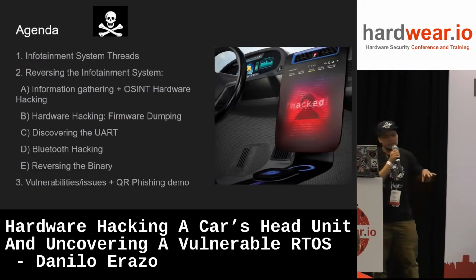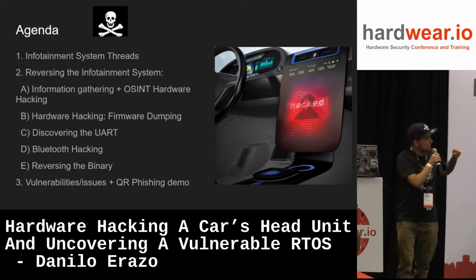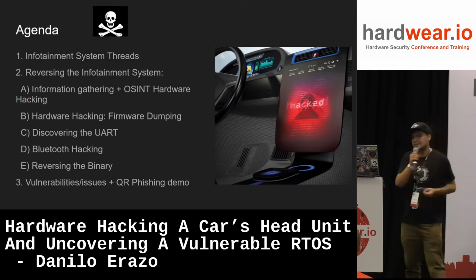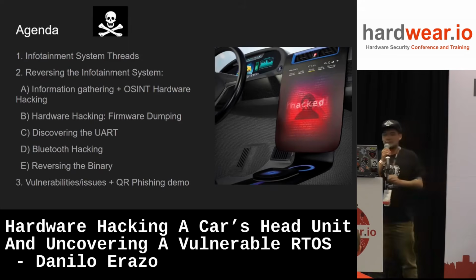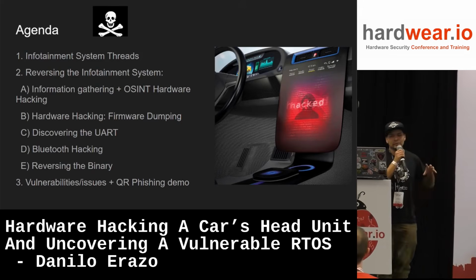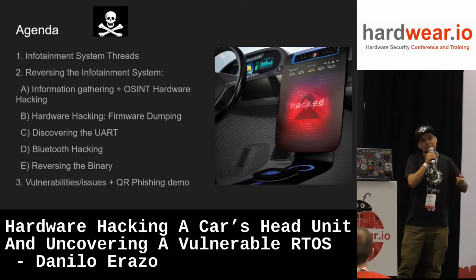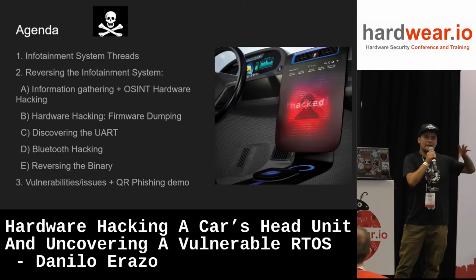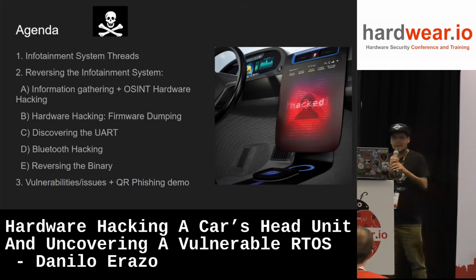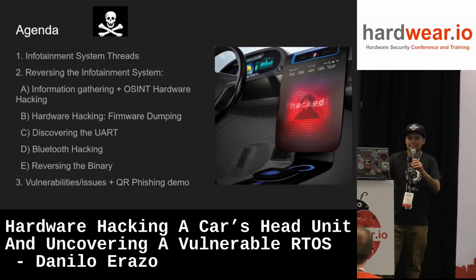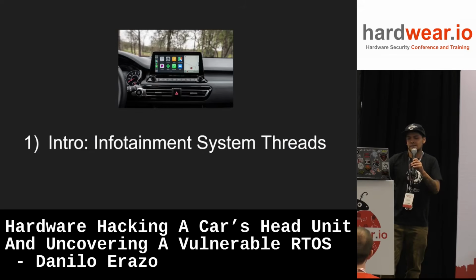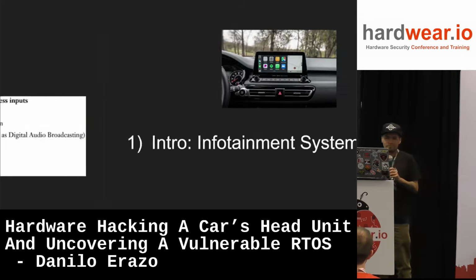Okay, what is the agenda? First of all, we are going to check the infotainment system threats, the reversing of the infotainment system, the information gathering process, the hardware hacking process, the firmware dumping process, discovering the UART access, Bluetooth hacking, reversing the binary, and finally the vulnerabilities, bugs, or issues, plus the QR phishing demo. Okay, so go ahead.